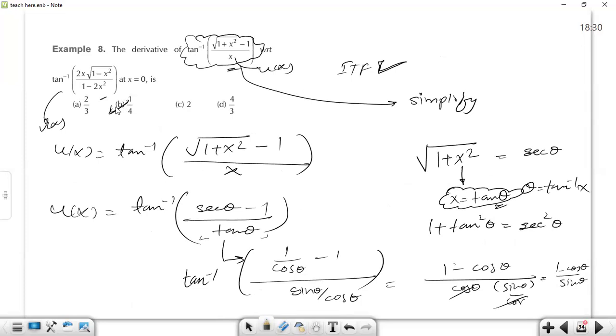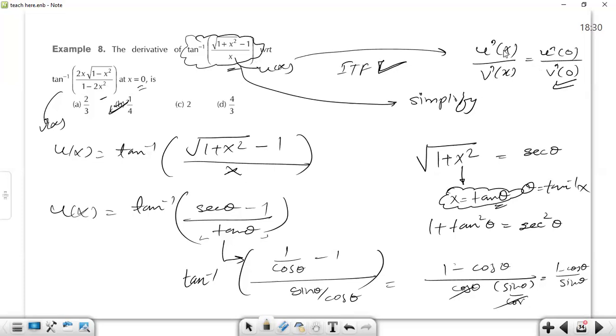Let me repeat what we have done in this question. We simply had to find the derivative of this function with respect to this function. So we first simplified u of x and v of x, then we took their derivatives. After doing so, we substituted x with 0 because it was asked at 0. So u dash of 0 upon v dash of 0, this is what we had to find out.